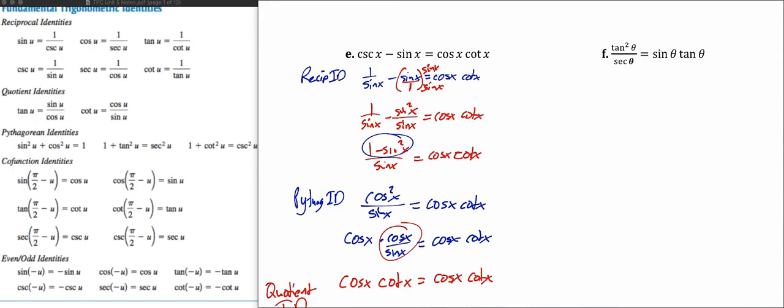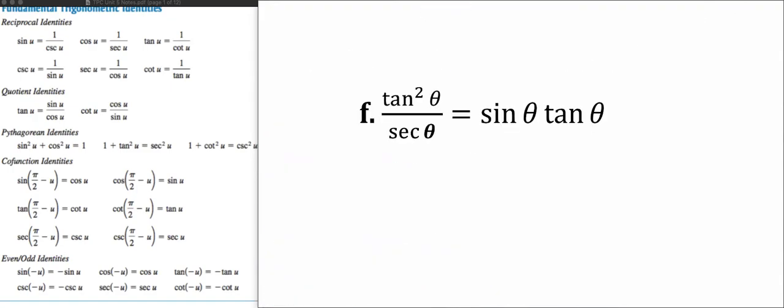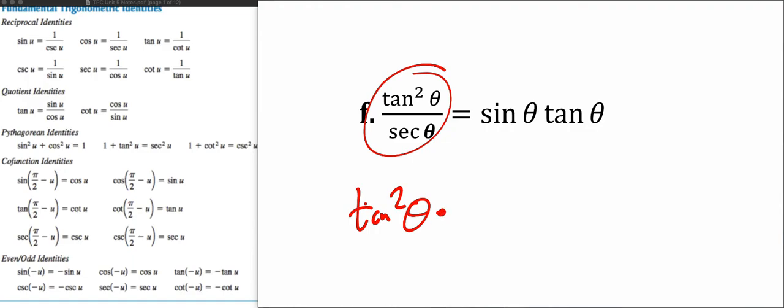For letter F, tangent squared over secant equals sine times tangent. I'm going to break this apart a little bit. Tangent squared divided by secant. Well, secant is 1 over cosine, so it's really tangent squared times cosine of theta equals sine of theta times tangent of theta.